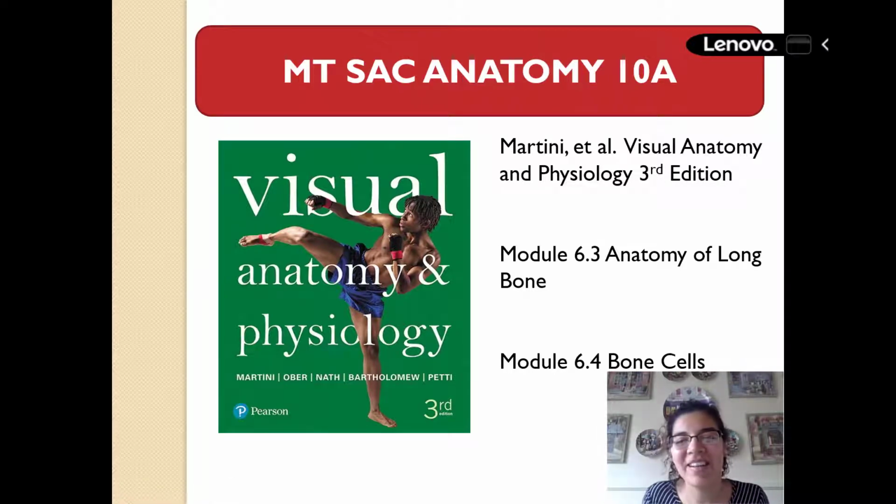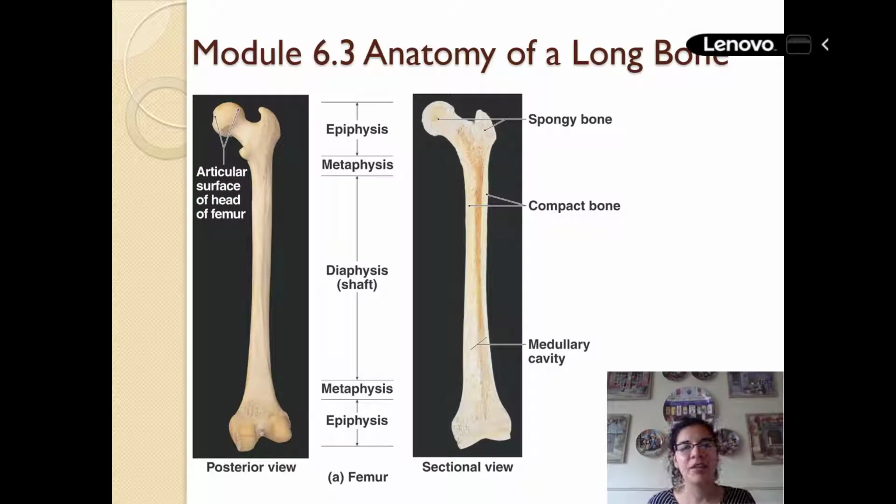Let's go over Module 6.3, Anatomy of a Long Bone, and Module 6.4, Bone Cells. This is for Anatomy 10A, Mount SAC Anatomy 10A, and we are using the textbook Visual Anatomy, 3rd edition, by Pearson Publishers. Module 6.3 is Anatomy of a Long Bone.